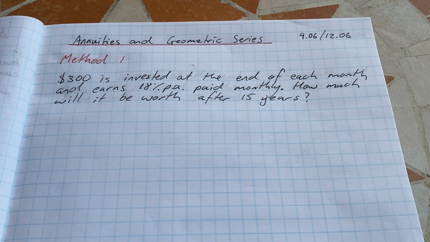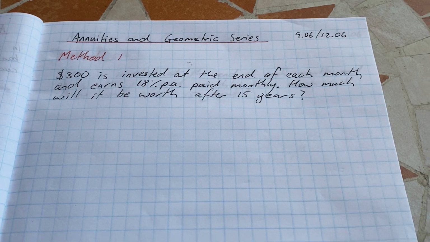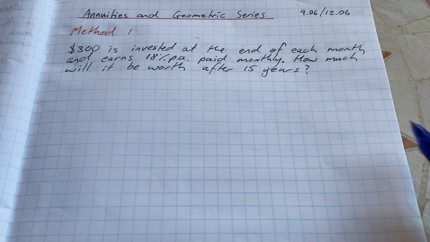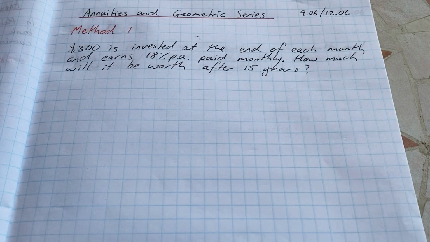I actually prefer method two. Method two is a little bit harder to get your head around, but it's useful in more situations. This first method is useful in these particular types of examples, but method two works in every example. So let's have a look at method one to begin with. It will be useful for this exercise, but it may not be useful in future exercises.